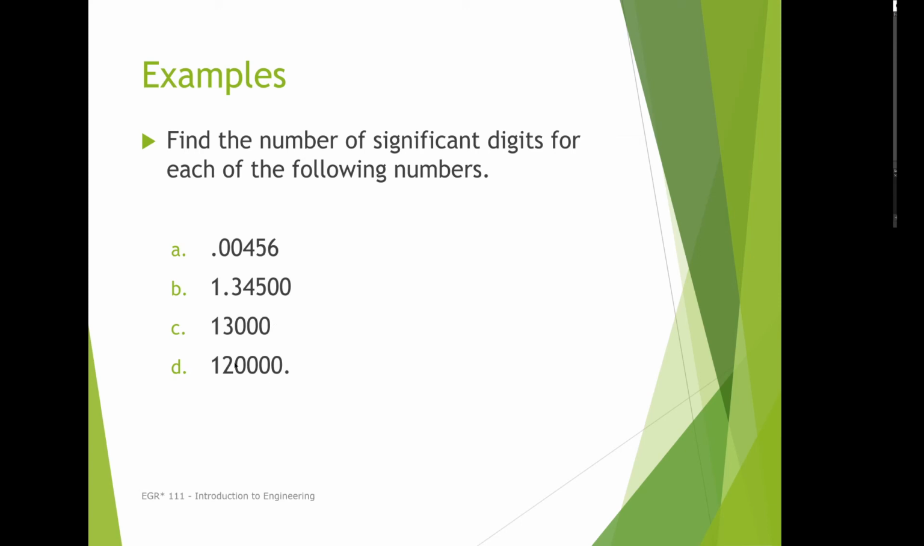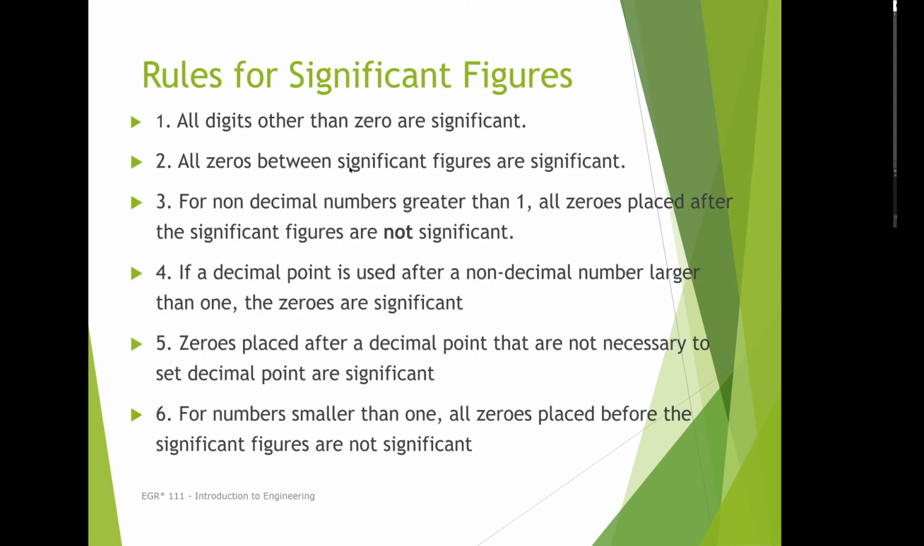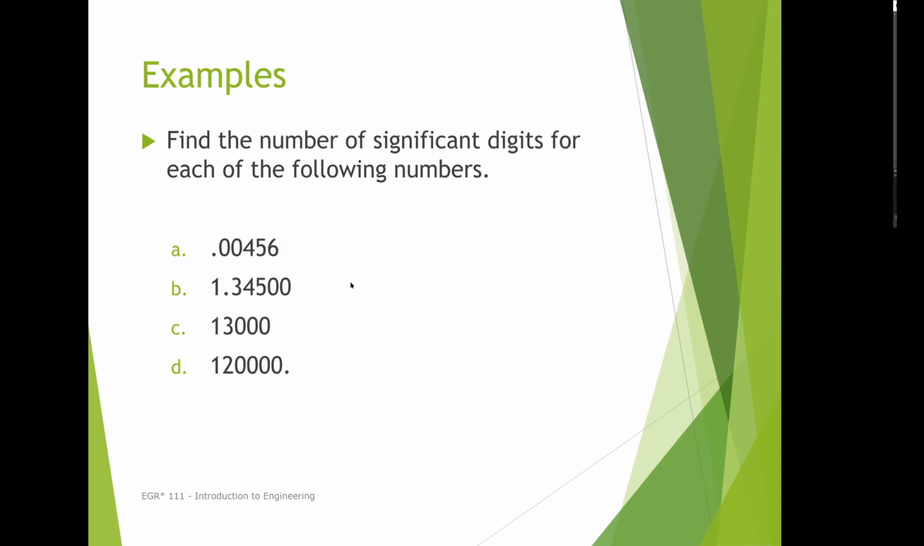So there's 2 significant digits in this one. Now the last one is kind of like the previous one, except that we put this decimal point here. So if we go up and take a look, 1 is yes, of course. 2, no. Doesn't follow that one. If a decimal point is used after a non-decimal number larger than 1, the zeros are significant. So number 4 applies to the last one. We're going to have 1, 2, 3, 4, 5, 6. So this is going to be 6 significant figures.